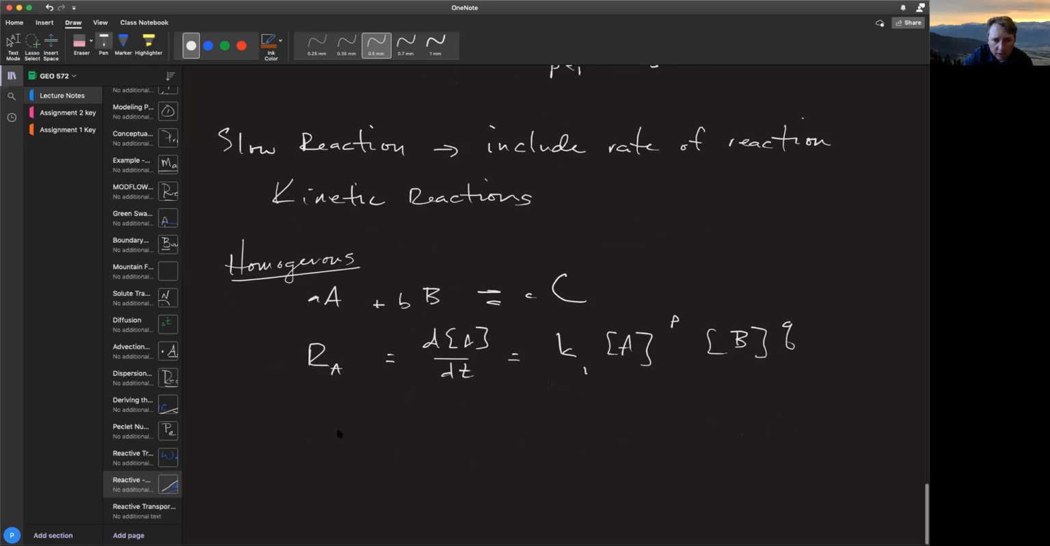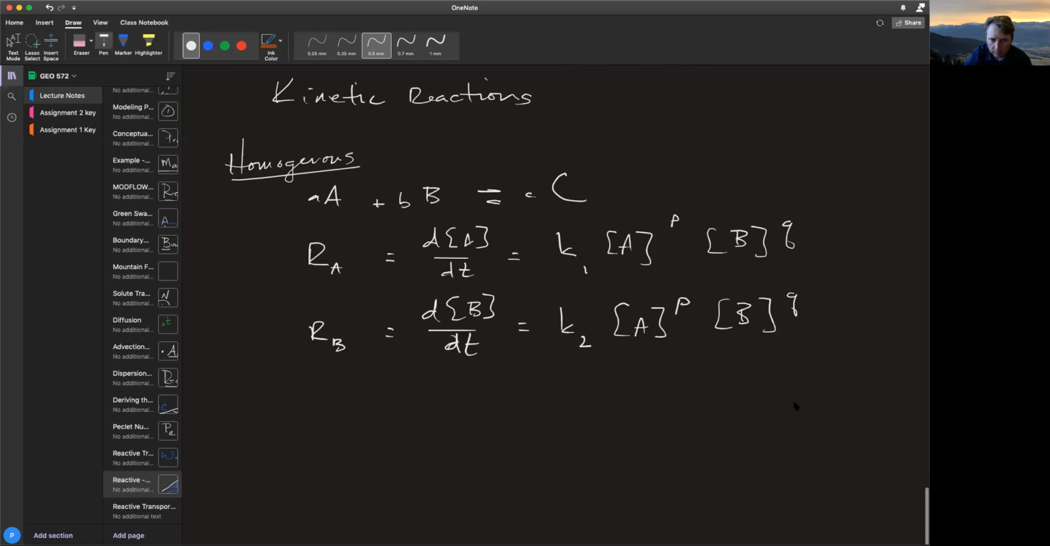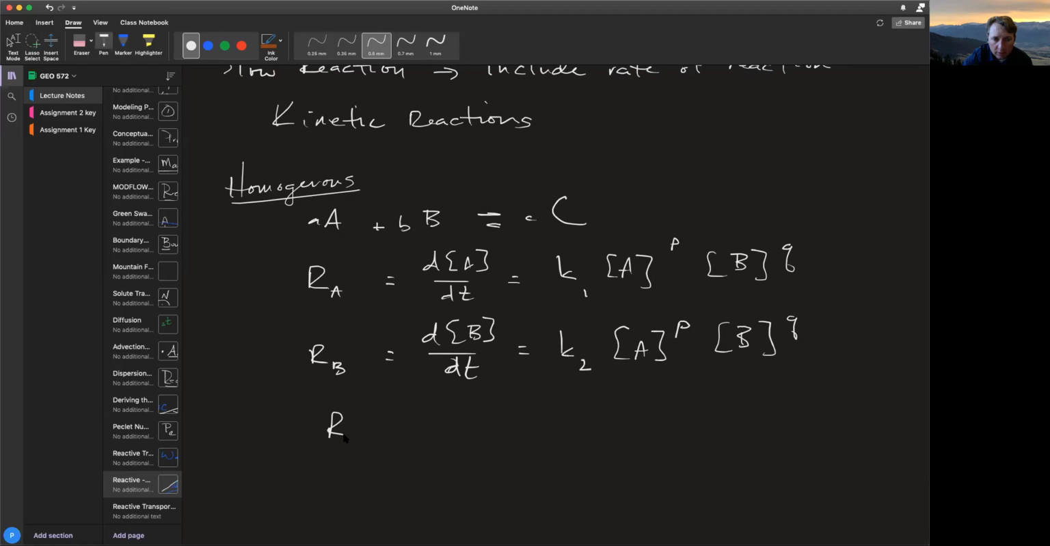We've got another rate here, R_B, dB/dt, is equal to K2 A^p B^q, and R_C is equal to dC/dt, K3 C^r.